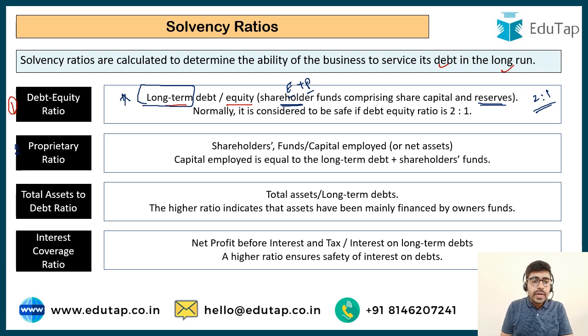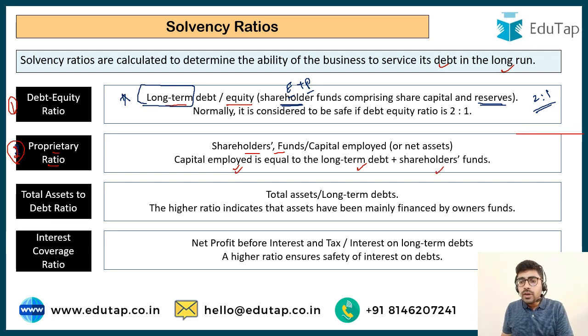Then is the proprietary ratio. Okay, who is a proprietor? Proprietor is the owner of the company. Proprietor refers to the owner. Now proprietary ratio is going to be about the ownership or the shareholders. So it takes into account how much of the total capital employed in the company comprises the shareholder funds. Now this capital employed refers to long-term debt plus shareholder fund.